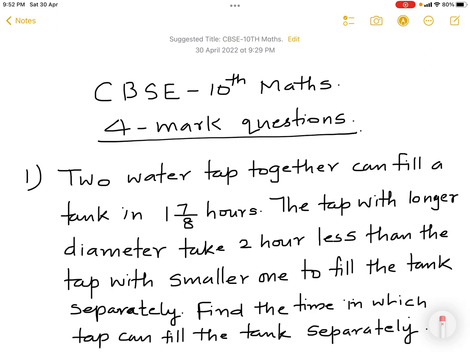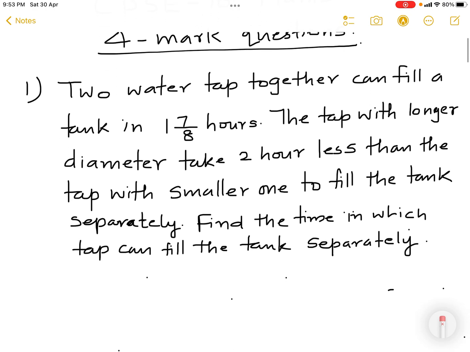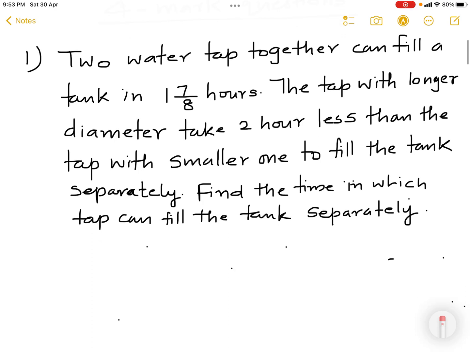Today we discuss CBSE 10th Maths, 4-mark questions. First question: Two water taps together can fill a tank in 7 by 8 hours. The tap with the longer diameter takes 2 hours less than the tap with the smaller one to fill the tank separately. Find the time in which each tap can fill the tank separately.